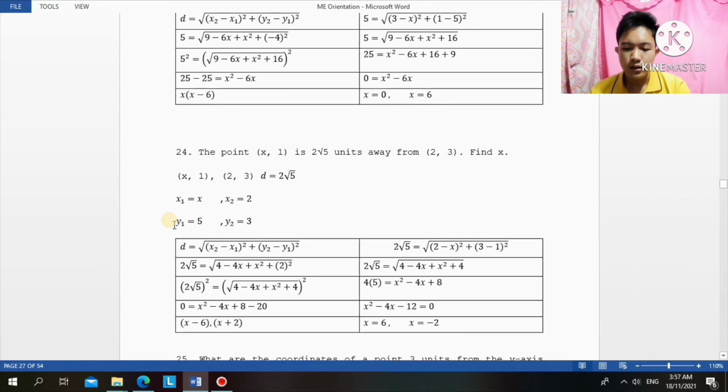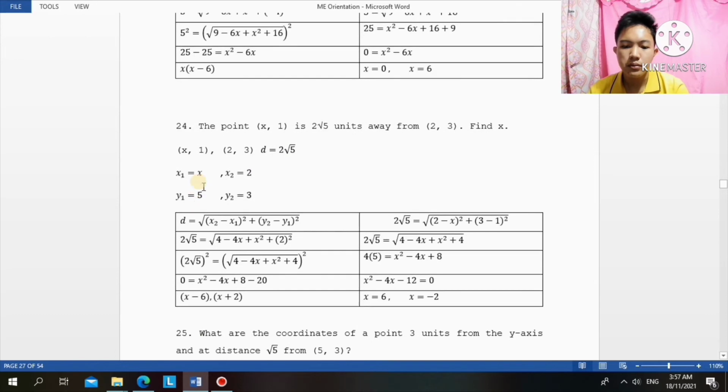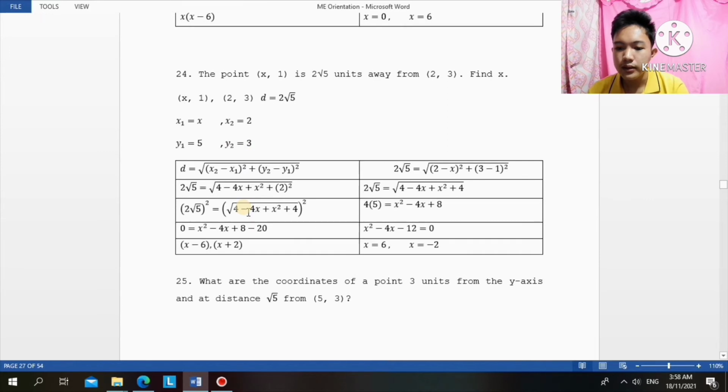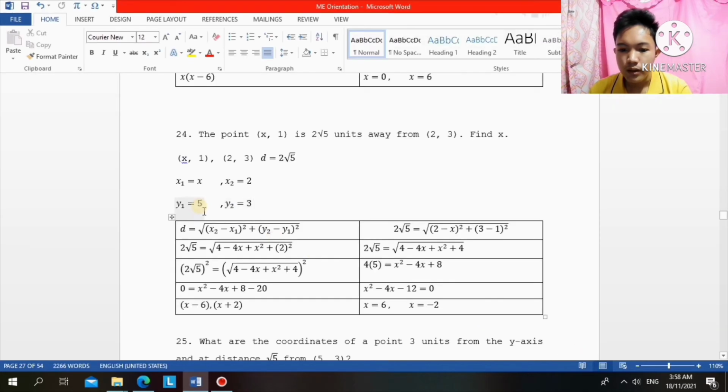Problem number 24. The point (x, 5) is 2 square root of 5 units away from (2, 3). Find x. So, our x is unknown. And our given is point (2, 3) and distance of 2 square root of 5. So, our x sub 1 will be x since it is unknown. And y sub 1 is 5. X sub 2 is 2. And our y sub 2 is 3.